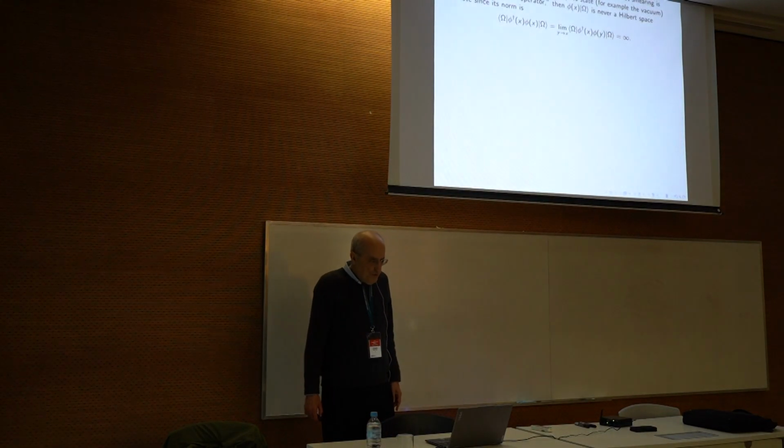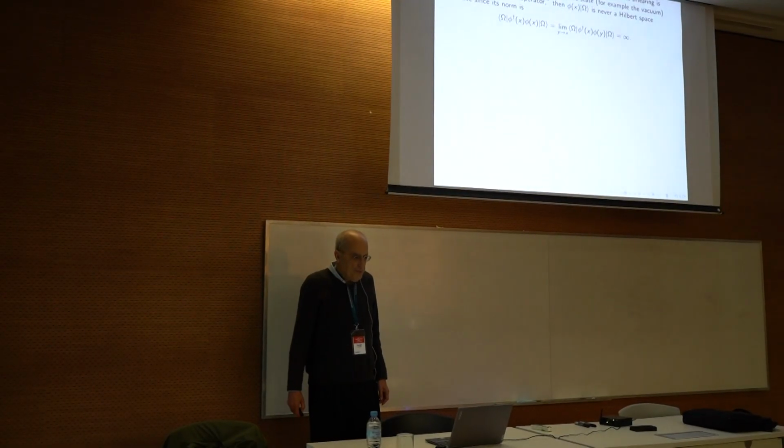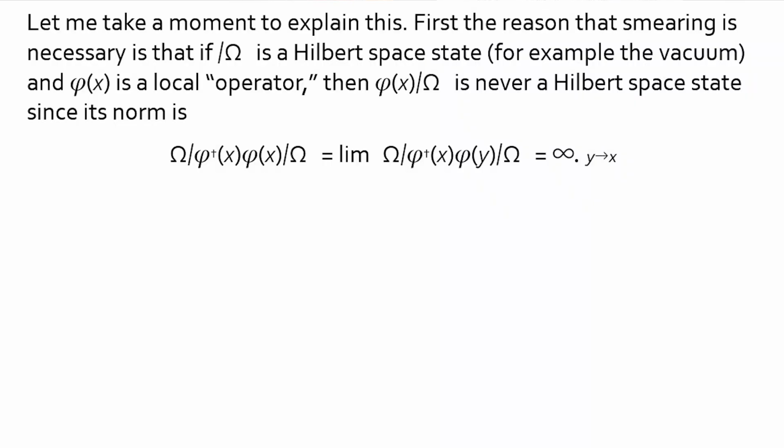So, first of all, the reason that smearing is necessary is very simple. Let omega be a Hilbert space state, such as the vacuum, and let phi of x be what we usually informally call a local operator. Then phi of x times omega is never a Hilbert space state since its norm is infinite.